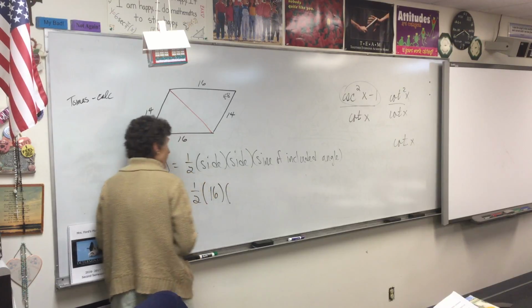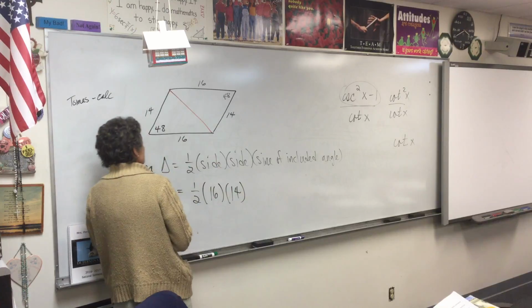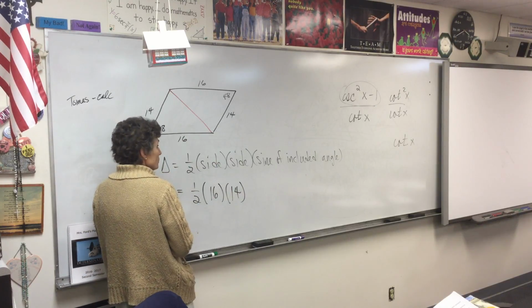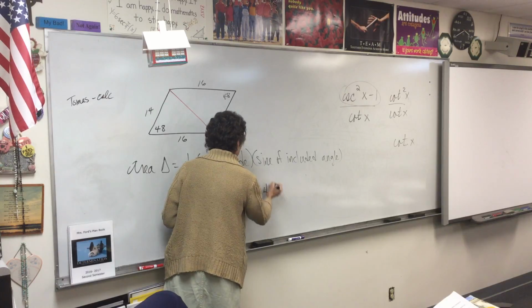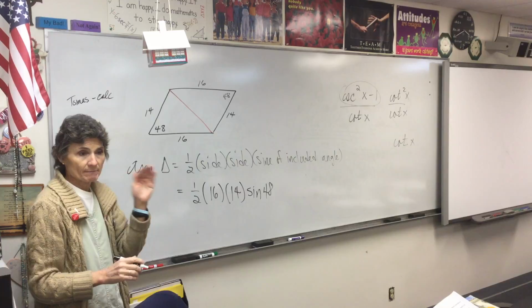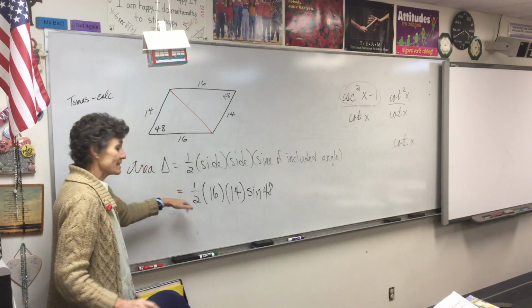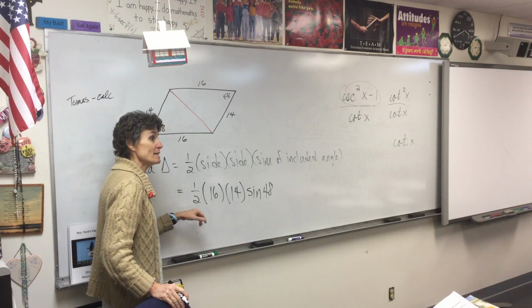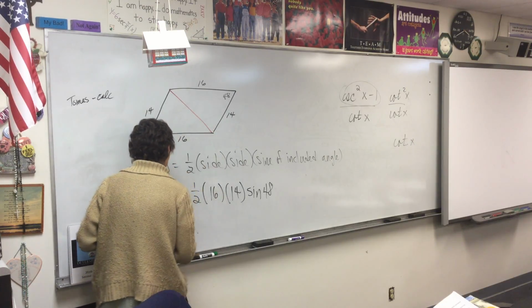16 times 14 times, oh, not cosine, sine 48. And you might remember that if you just remember 1/2 side sine. 1/2 side sine. 83.63. Okay, that's this one. Now remember, we need to take it times 2 to get the whole parallelogram.